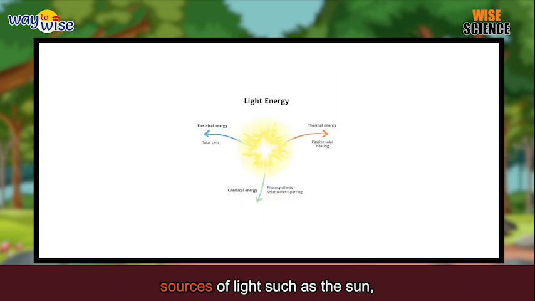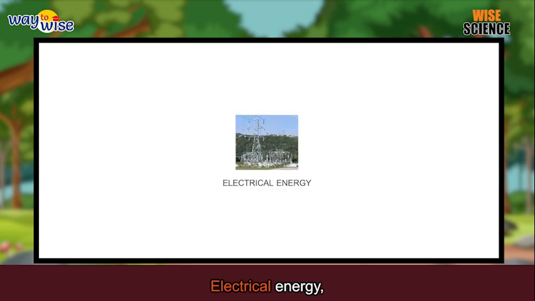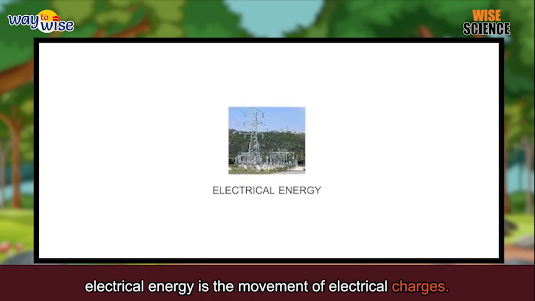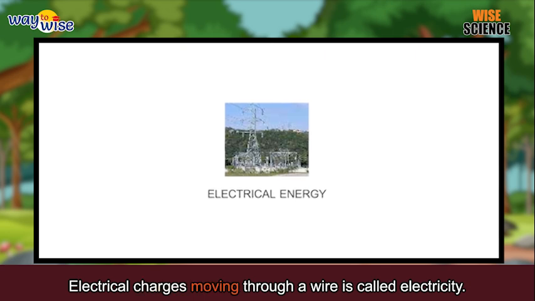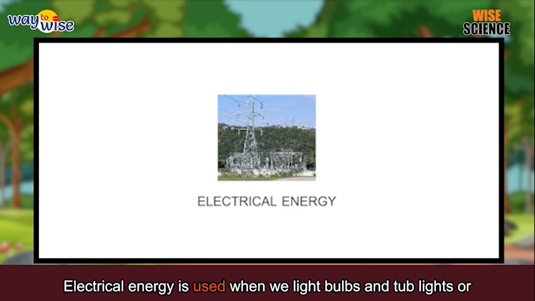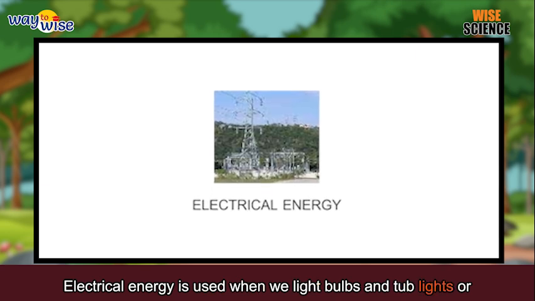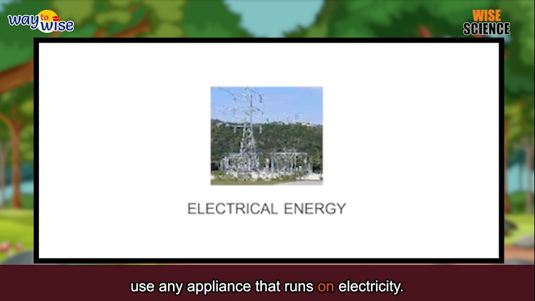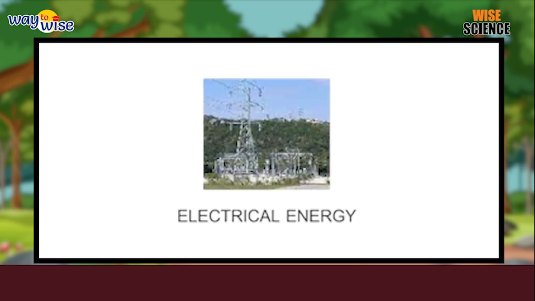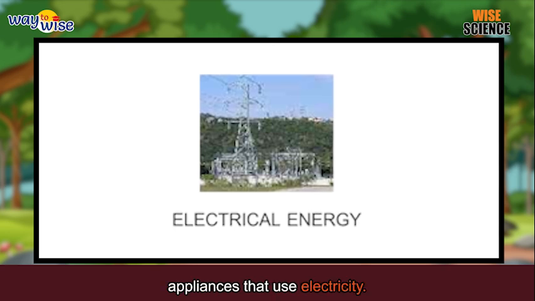Light energy. Sources of light such as the sun, a burning candle, bulb, and tube light give light energy. Electrical energy. Electrical energy is the movement of electrical charges. Electrical charges moving through a wire is called electricity. Electrical energy is used when we light bulbs and tube lights or use any appliance that runs on electricity. Computer, television, washing machine, and music system are some appliances that use electricity.